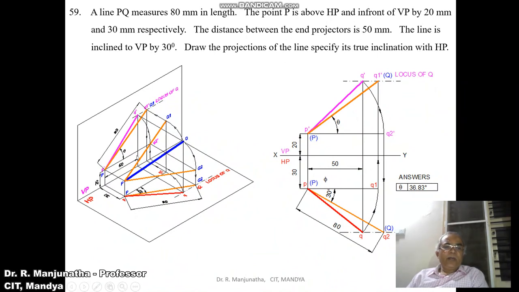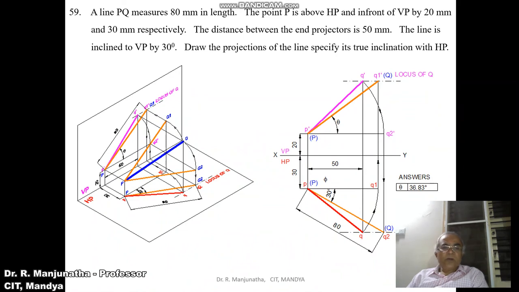Once you get this, as we know the distance between the end projectors is 50 mm, you draw a line in the front view also. When you look from the front view, you can see that 50 mm, the distance between the end projectors. But here, he has not given the front view, but he has given the true inclination. So the true inclination with respect to VP is known, which is 30 degrees. So you are getting the true length. Once you know the true length, you can find the front view.